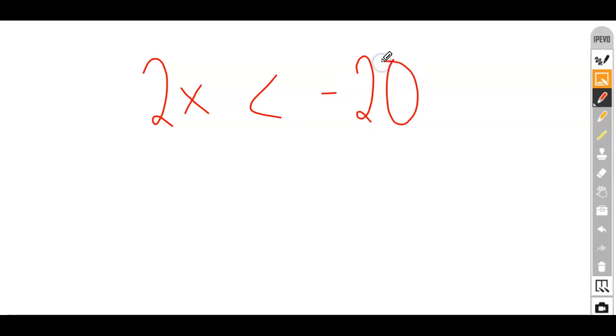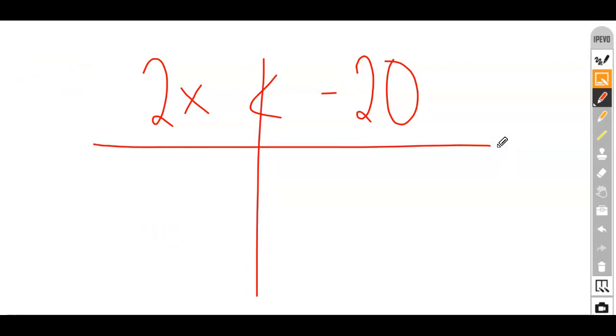Okay, what if I give you this though? 2x is less than -20. So when I solve this one, I get rid of the 2 by dividing by 2. -20 divided by 2 is -10. Does my inequality symbol flip on that one?